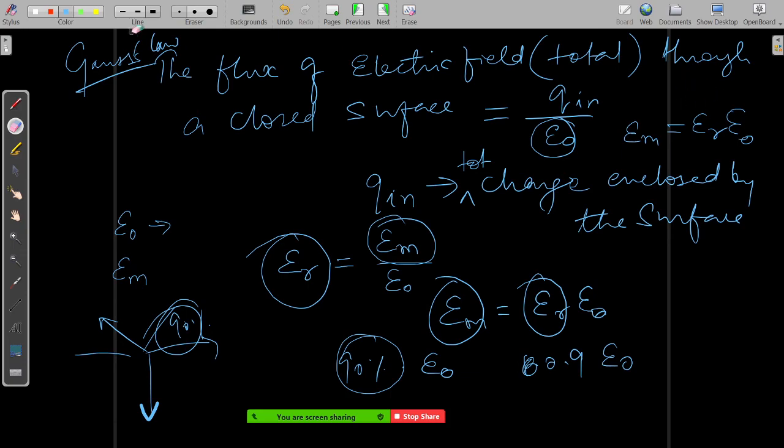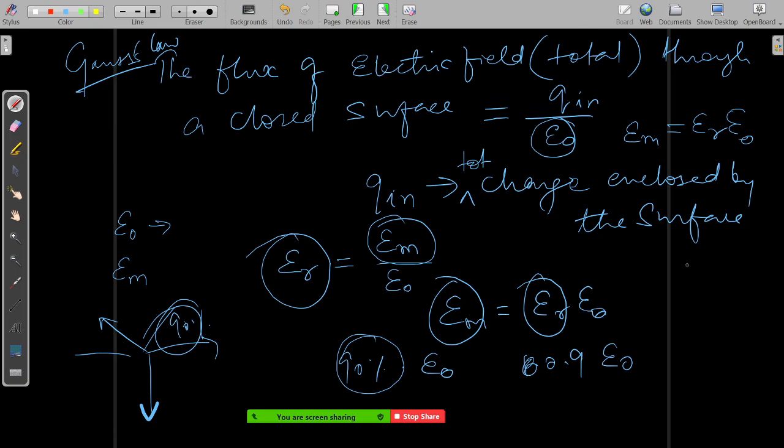This thing is one, right? What is the epsilon naught value? Epsilon naught is 8.85 into 10 to the minus 12. Those things you have to remember.